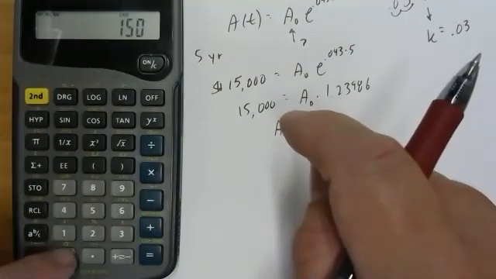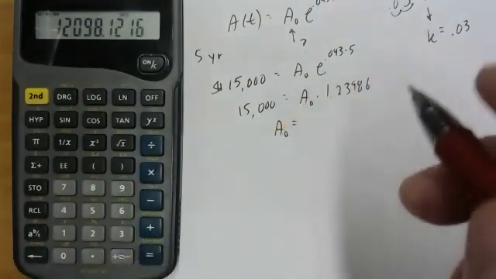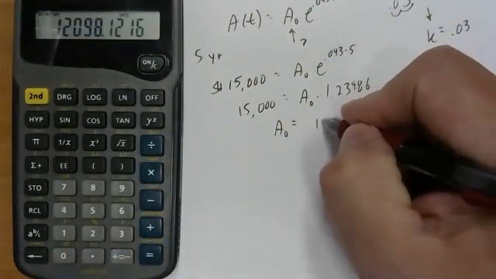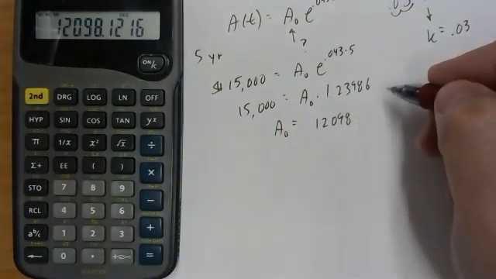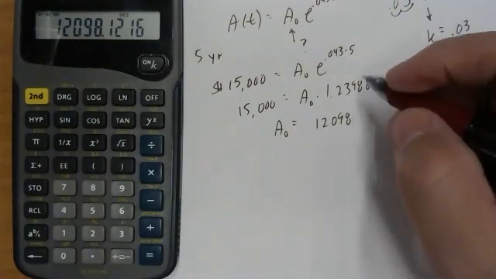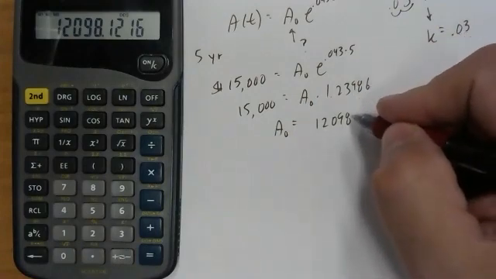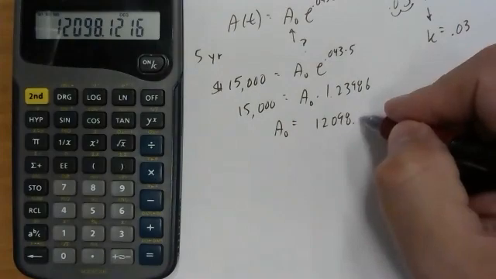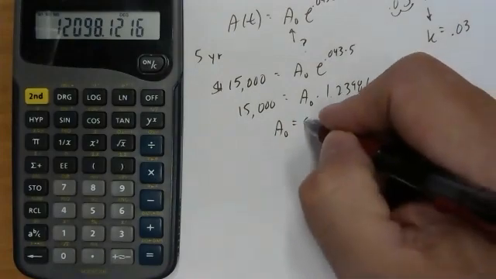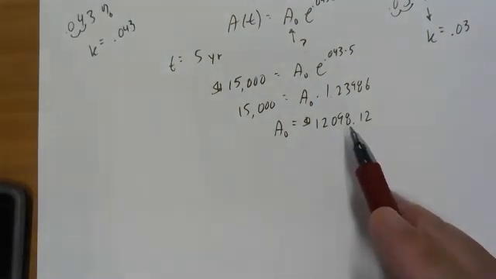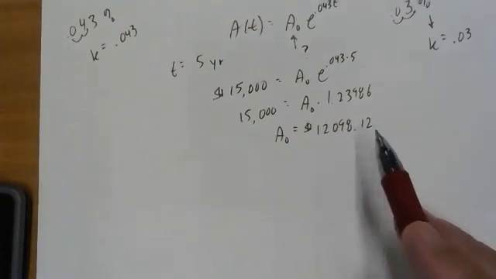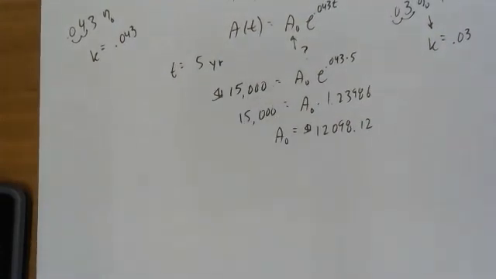Times 15,000. 12098. I think it says to the cent, or it doesn't really say. We'll go to the cent. So he has to put a little over $12,000 in the bank today, so that in 5 years he can come back and he can get $15,000.